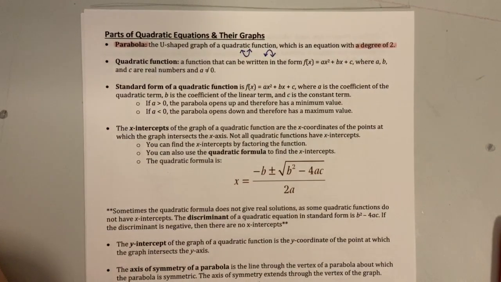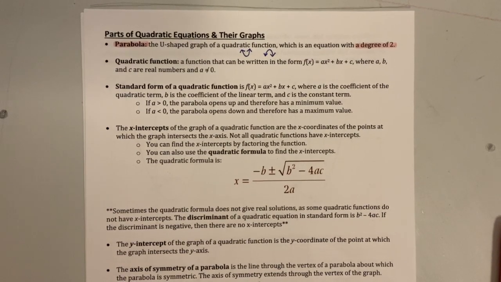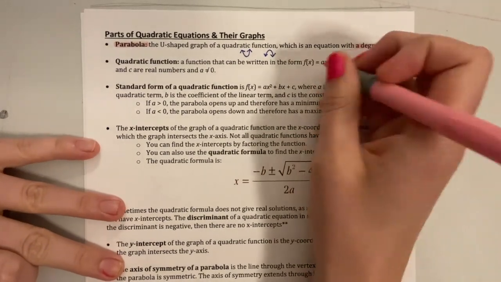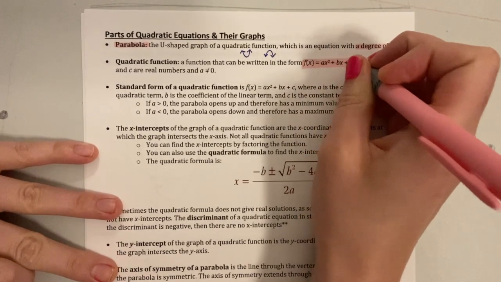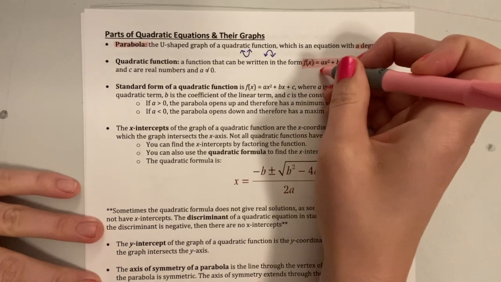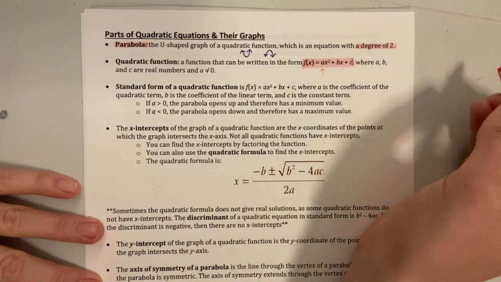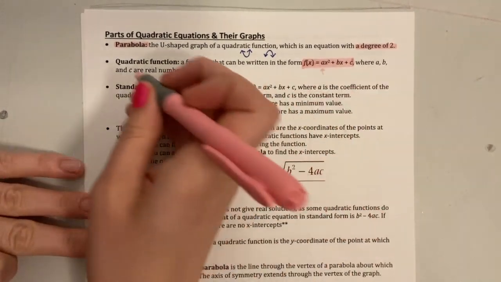A quadratic function is a function that can be written in the form f of x equals ax squared plus bx plus c, where a, b, and c are all real numbers and a cannot be 0. Notice that in this equation, b and c could potentially be 0. The number that cannot be 0 is the coefficient in front of our x squared, because that is what creates the quadratic function.